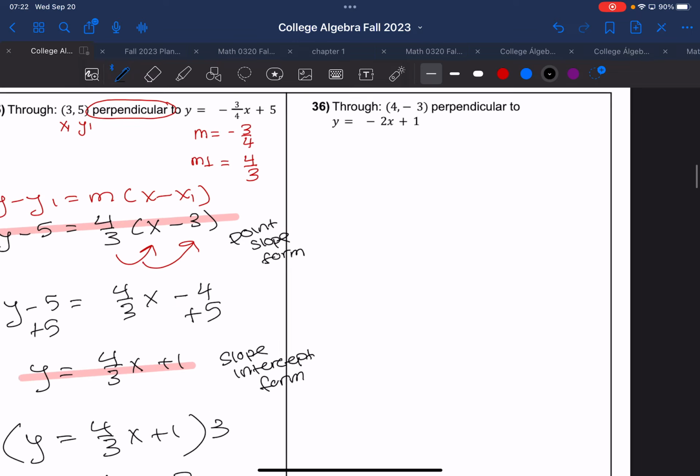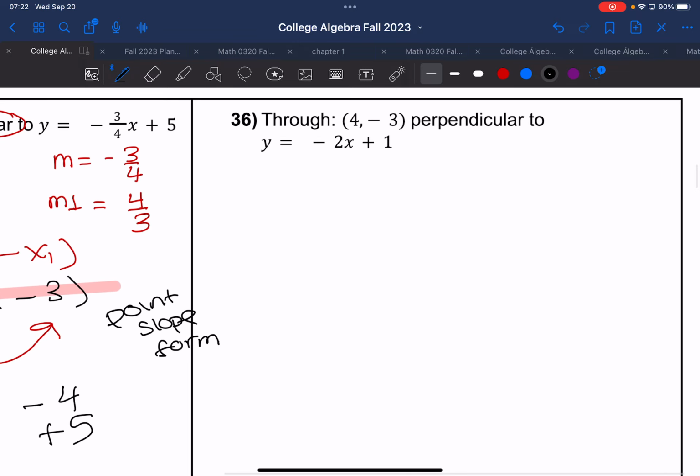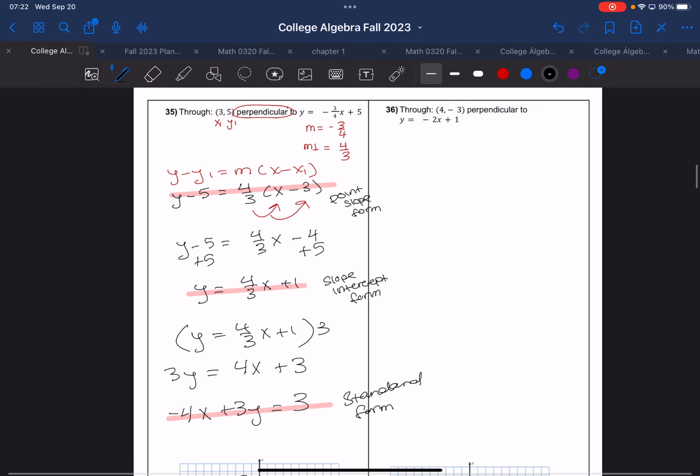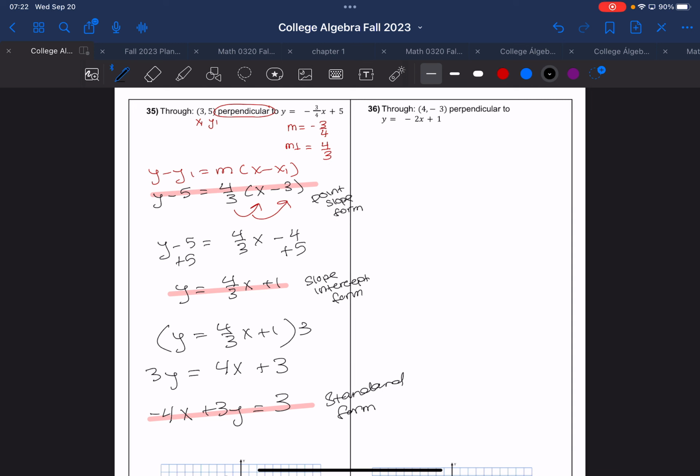Okay, so on 36. I'm sorry to pull you back, Matt. Yeah, I missed where you got that -4 from. From that point? Yes. Right after you did the point slope and you distributed, I lost where you got that -4.